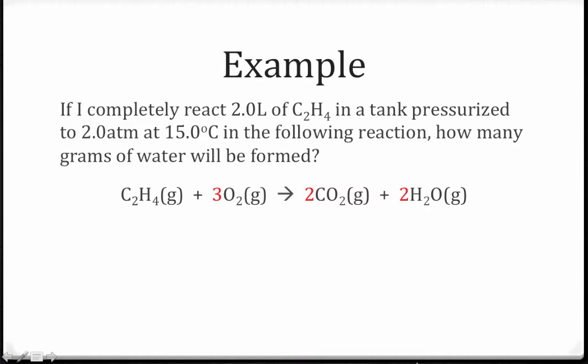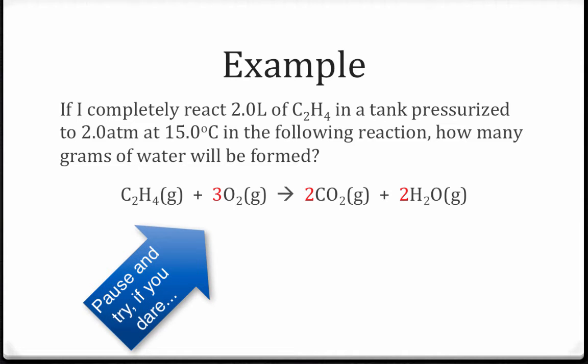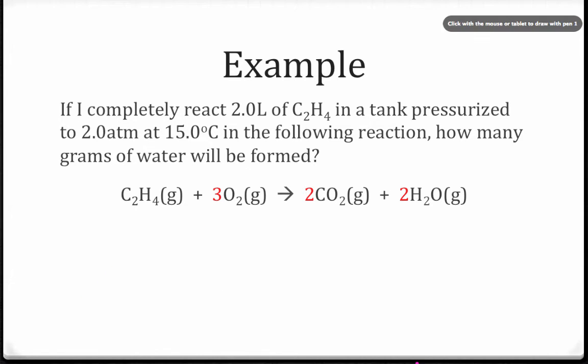Let's put this into action a little bit. Here we've got our first example problem. If I completely react 2.0 liters of C2H4, which is ethene, in a tank pressurized to 2 atmospheres at 15 degrees Celsius in the following reaction, how many grams of water will be formed in the process? My plan is to go through this problem together. If you want to take a stab at this on your own, feel free to pause the video and give it a try. There are a couple more examples here in the video, though, for you to get that opportunity.